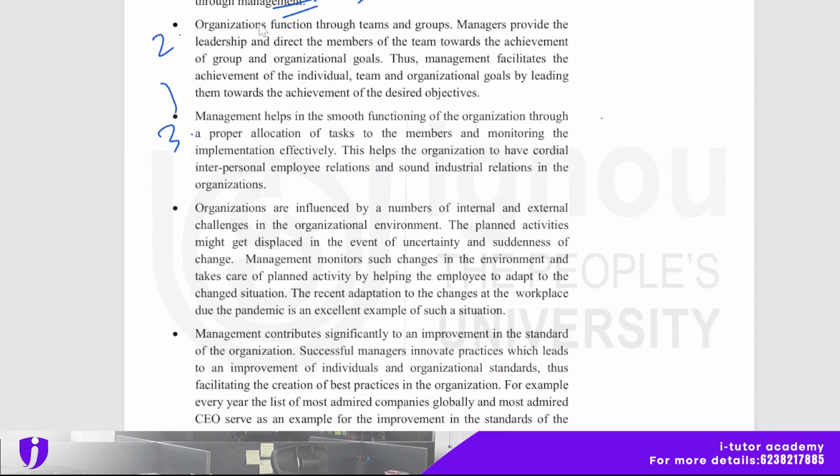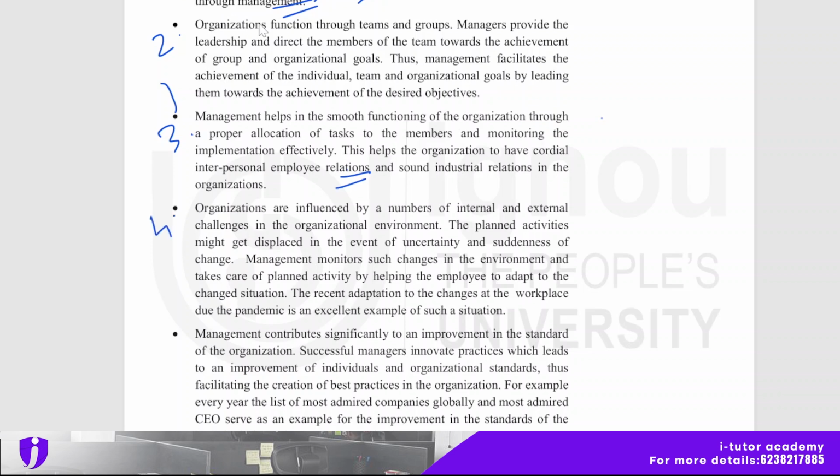Management helps in the smooth functioning of the organization through proper allocation of tasks to the members and monitoring the implementation effectively. This helps the organization to have cordial interpersonal employee relations and sound industrial relations in the organization.